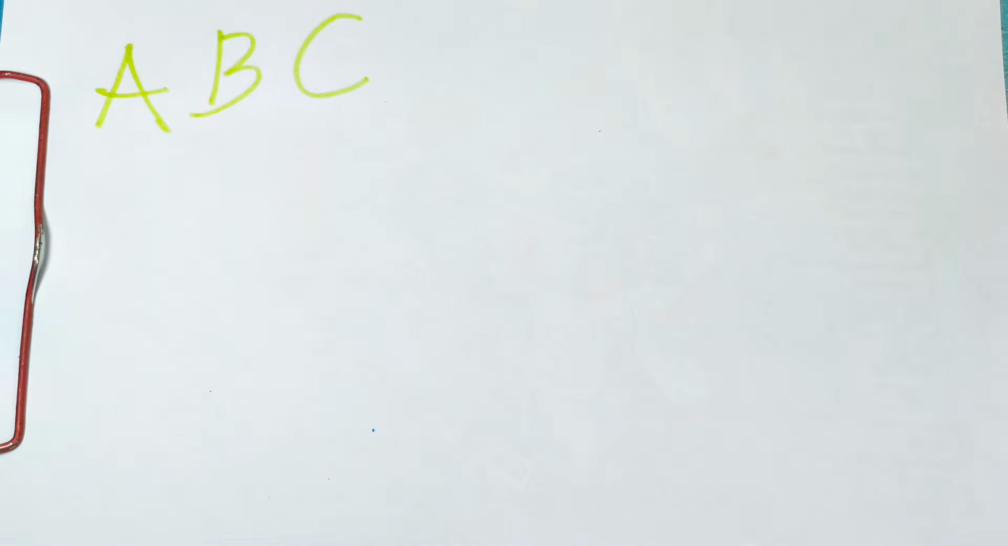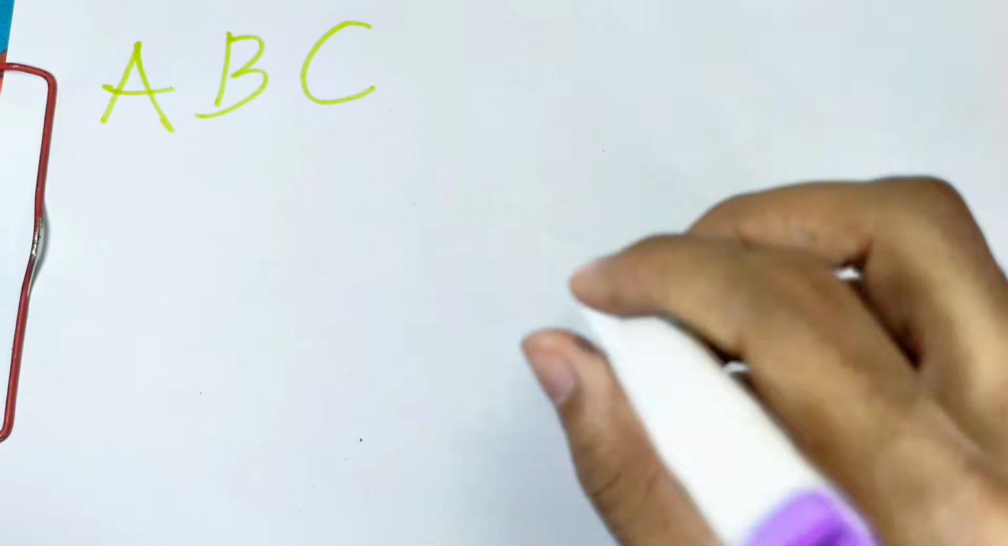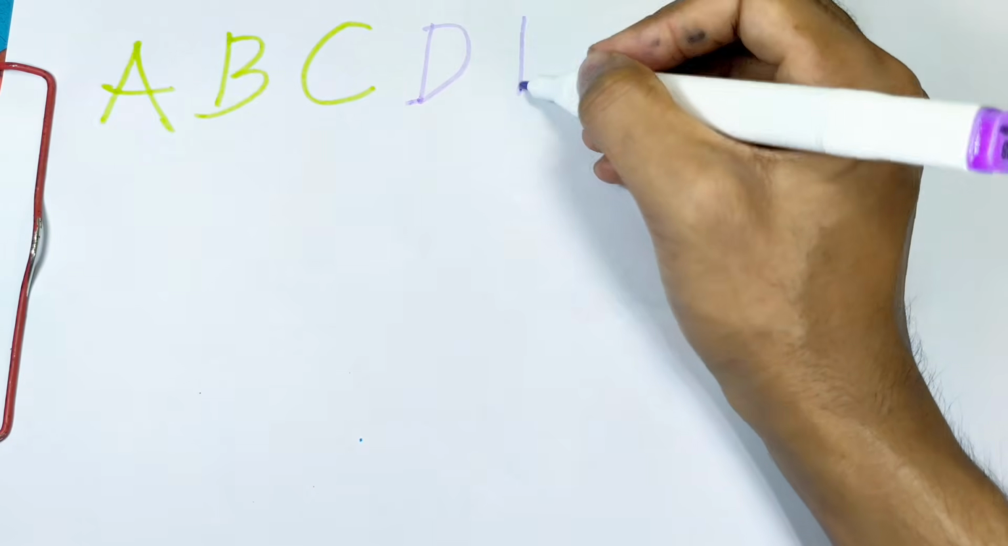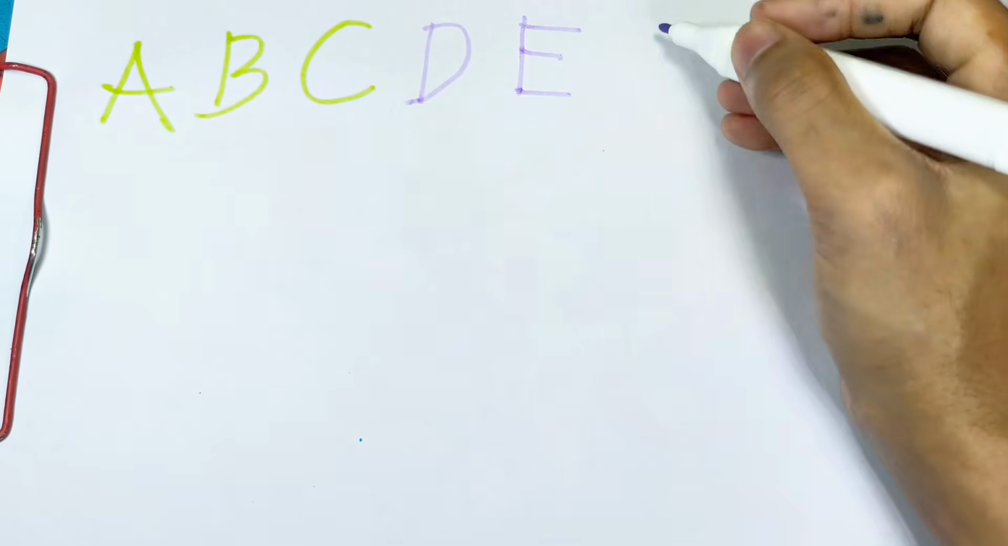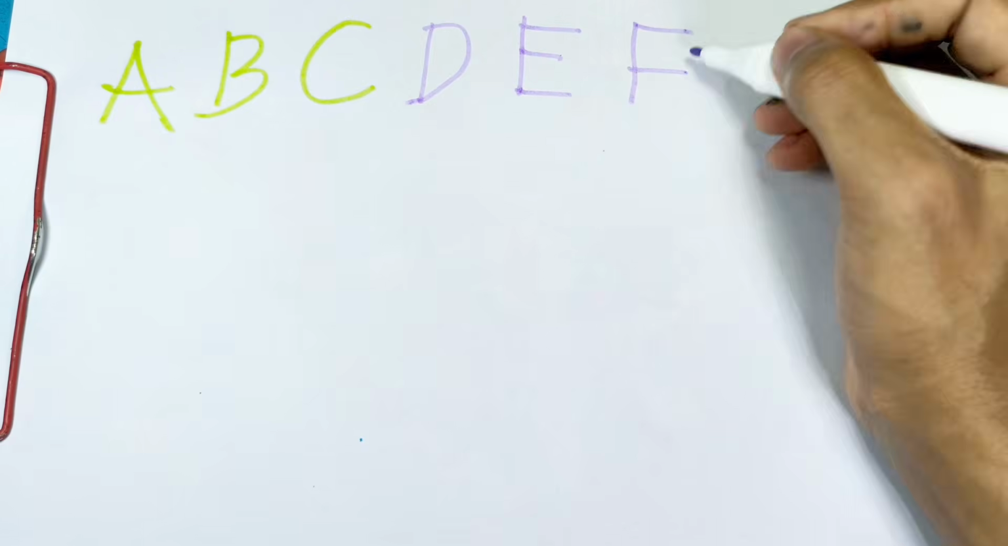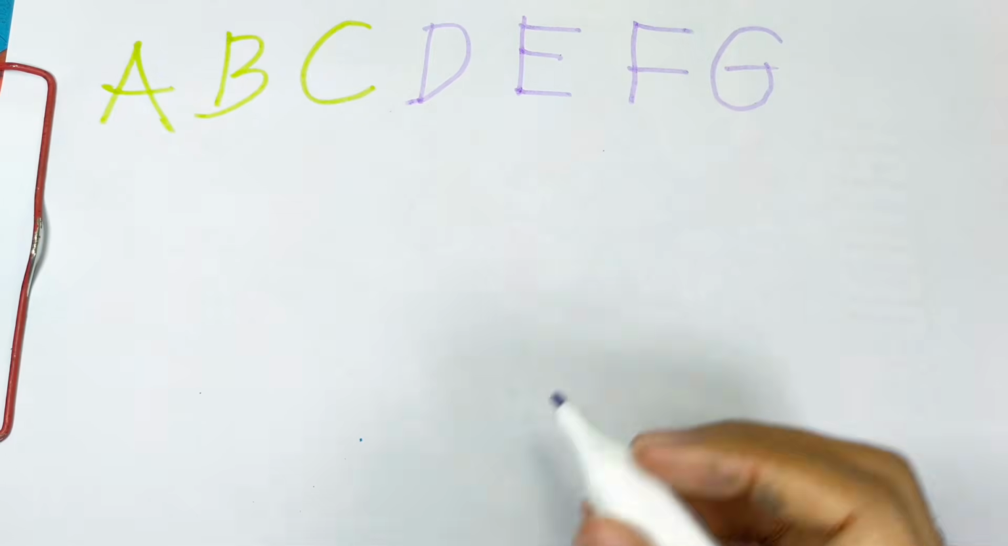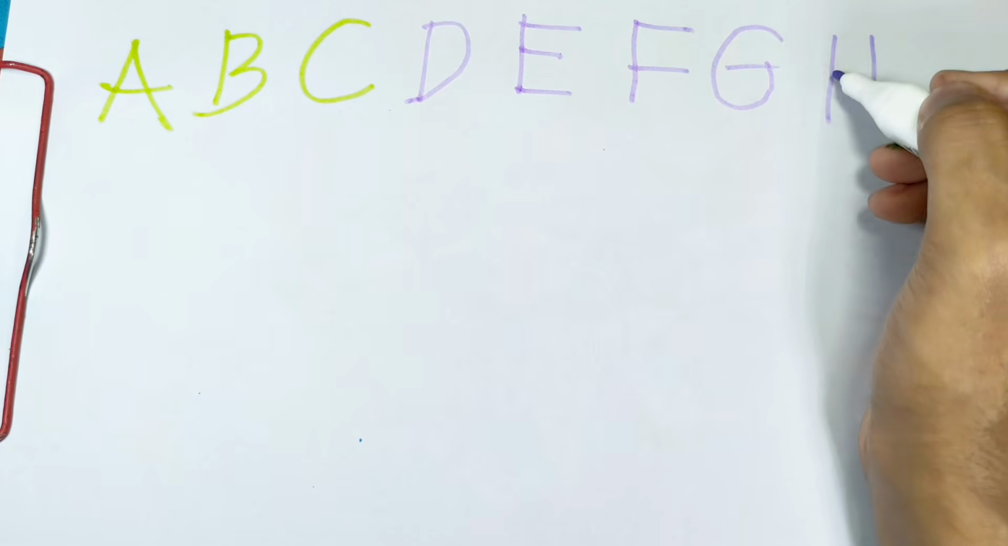C for cow, C for cat. Now we use the color of lavender. D for dog, D for doll. D. The next one is E. E. F. F for fish, F for fan. G for God. G. The next one is H. H for hand. Stay with us.